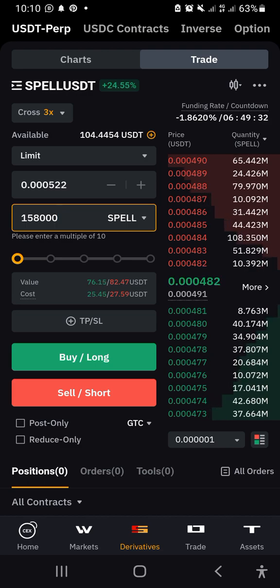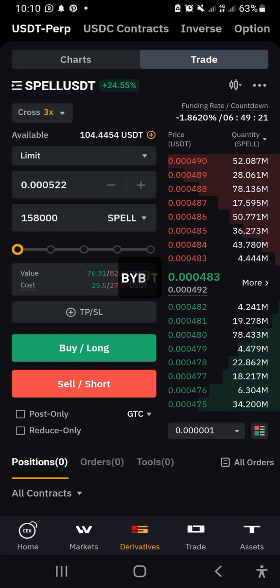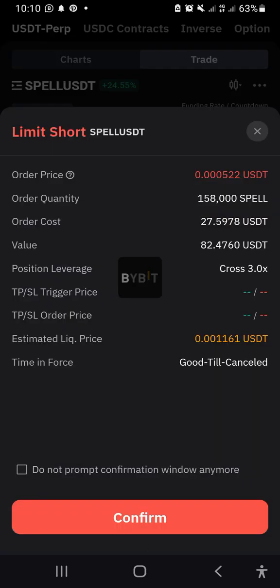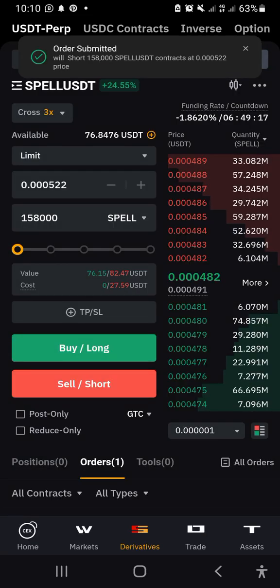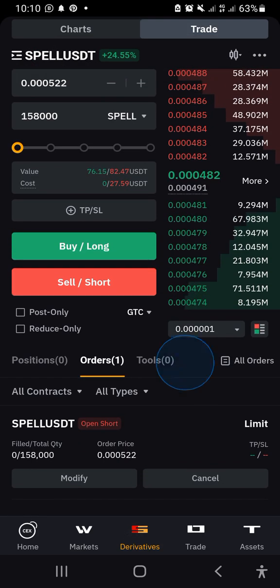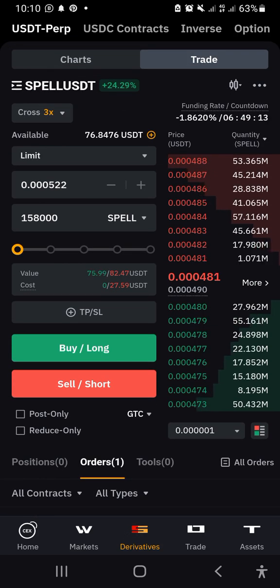But there's nothing to worry about. So let me hit the sell so that I can continue my explanation. So sell, you click on confirm. So I have one order open, and you can see that I already have a reduction here.